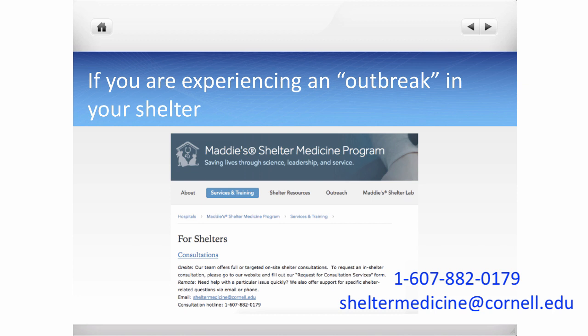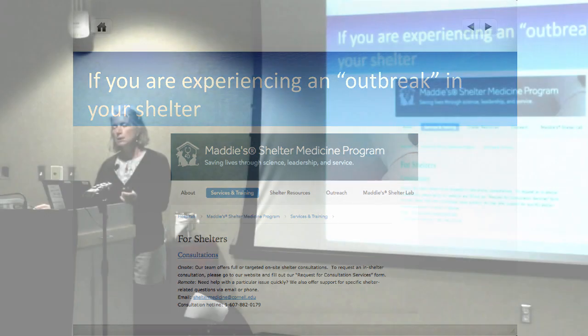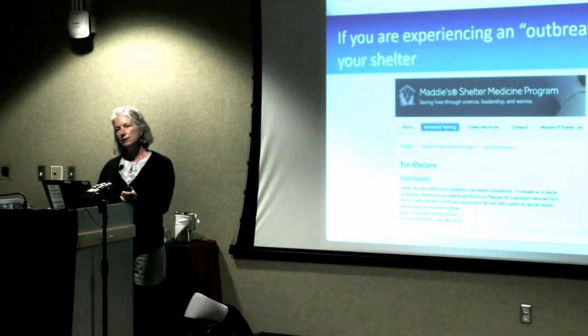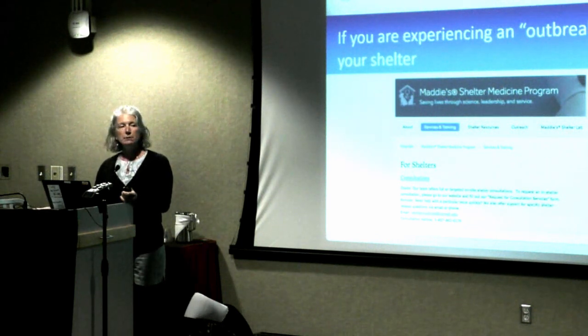We have an email, which is usually a better way to reach us, sheltermedicine@cornell.edu. We have some pamphlets out front. So we have a consultation line. If you think you're having an outbreak of FIP, we want to hear from you. Do know that I'm going to ask you about 50 questions, so be prepared for that. But we want to help explore what's actually going on.